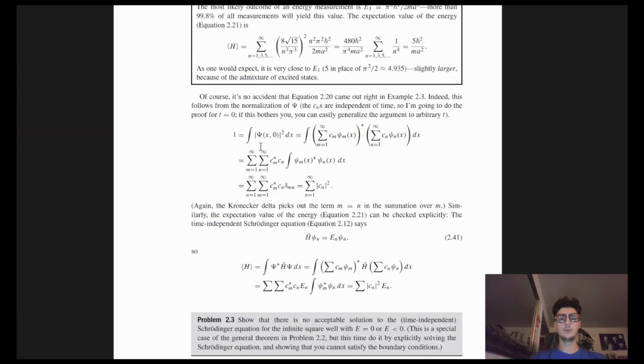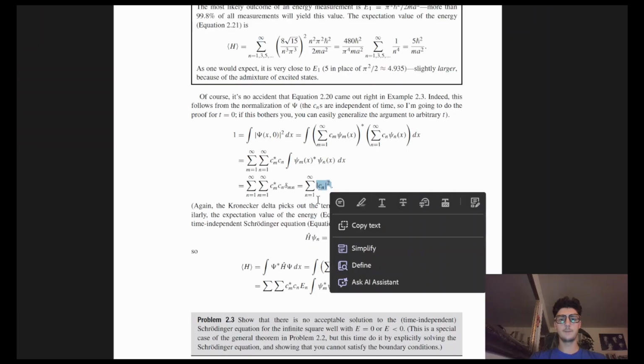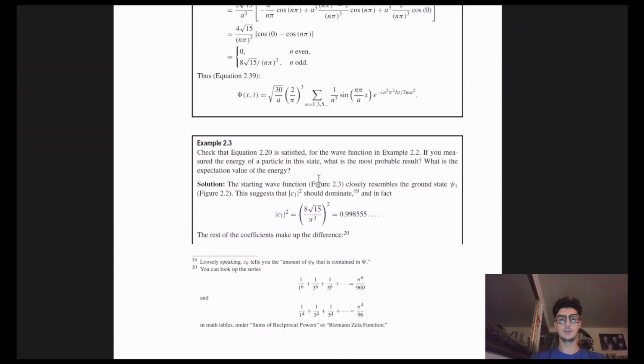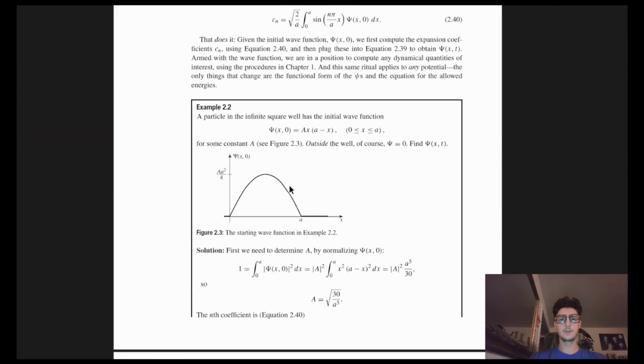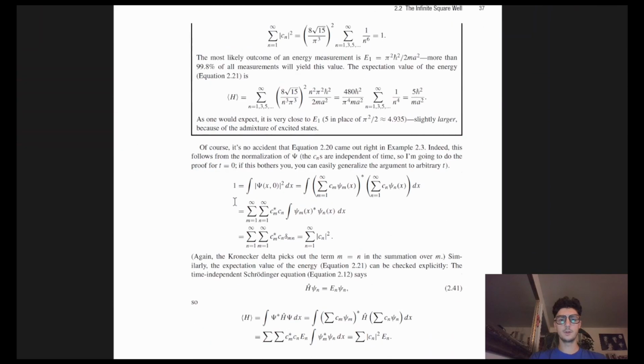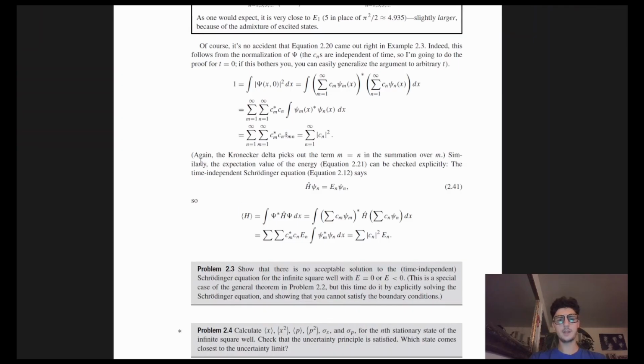1 is equal to the normalization of the initial wave function, which equals this and this. Oh boy, what's going on here? Ah, this thing here. So where do we see this? Do we see this in the example? The Cn's. Maybe the example is important for this little ending section. Let's just keep reading. Again, the Kronecker delta picks out the term m equals n in the summation over m. Similarly, the expectation value of the energy, equation 2.21, can be checked explicitly.